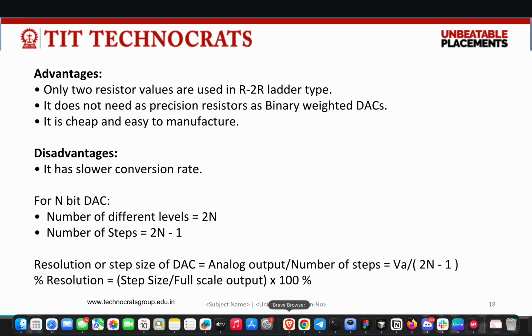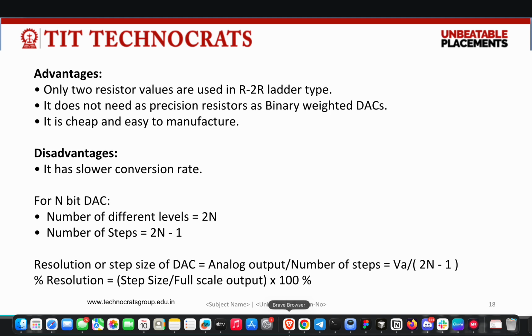The advantages of R2R DACs: only two resistor values are used in the R2R ladder type. It does not need as precise resistors as binary weighted DACs. It is cheap and easy to manufacture. The disadvantage of R2R DAC is that it has a slower conversion rate.